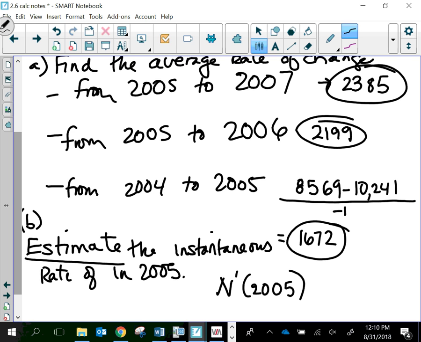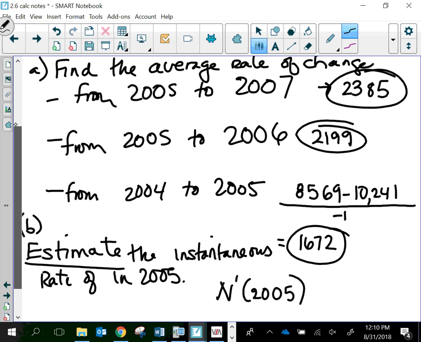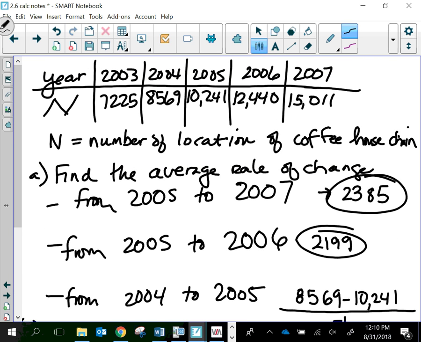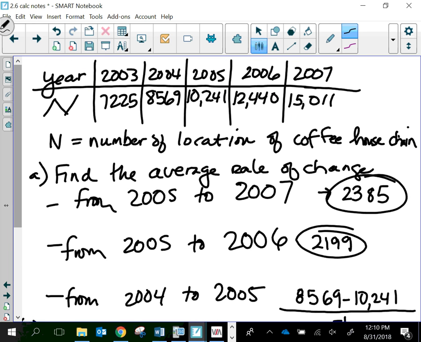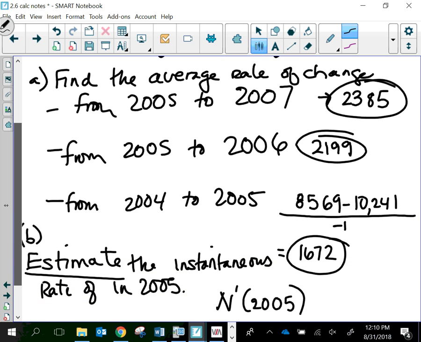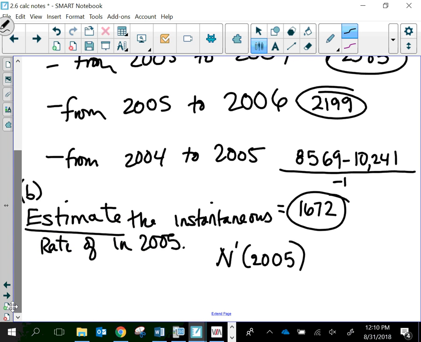So we could start from 2005 to 2007. Do you think that is the best two data points to use? I don't either. Okay, what about 2005 to 2006? Why not? I think the 2004 and 2005 one is better because it's a more recent year to 2005. Okay, so that's a matter of opinion. So you could do any of them, and any of them would be considered correct.